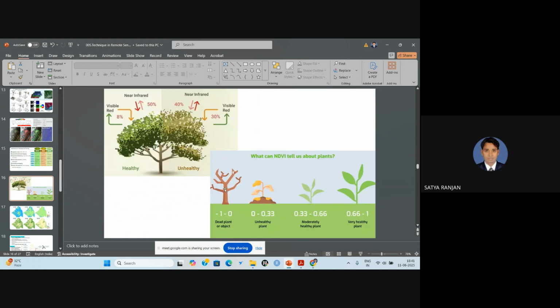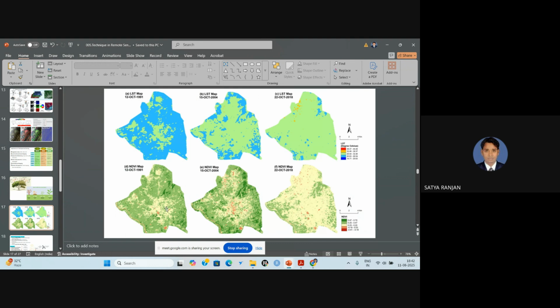So this is the example. Dead plant shows -1 to 0 in the NDVI, then 0 to 0.3 is unhealthy, 0.3 to 0.6 is moderate, then 0.6 to 1 is healthy vegetation. So this is the NDVI calculation of different times. It gradually decreases as urbanization increases, and the green vegetation is degraded with the construction of different buildings and concrete structures.